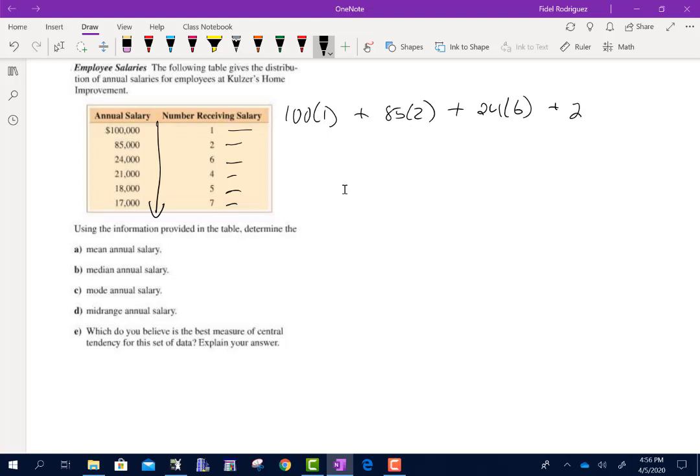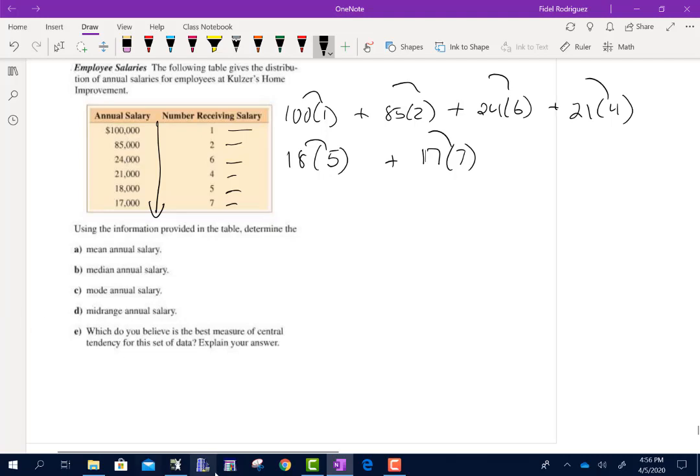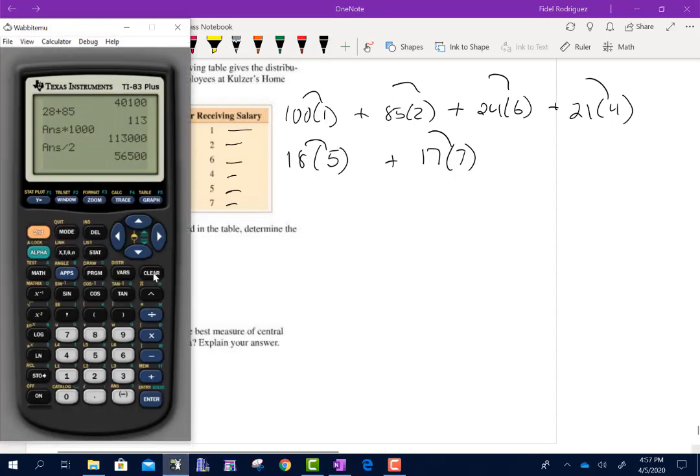We have 21,000 for four people. We have five people making 18,000, and we have seven people making 17,000. So to find my total amount, I'm going to have to multiply each of these numbers and then add everything up. And I'm going to do that on my calculator. So let me bring this up so you guys can see it. Let me clear it out. So I'm going to do it exactly as I see there, guys.